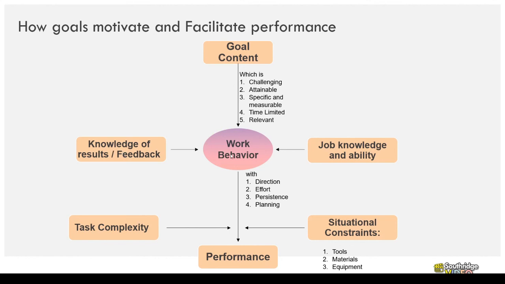So the work behavior must have direction, effort, persistence, and planning. And in the middle of that, there is task complexity and also situational constraints, which affect the performance of the individual. Situational constraints can be classified as the tools, materials, or equipment of the company. When a company lacks tools, materials, or equipment, it greatly affects the performance of an individual. So, that is all.